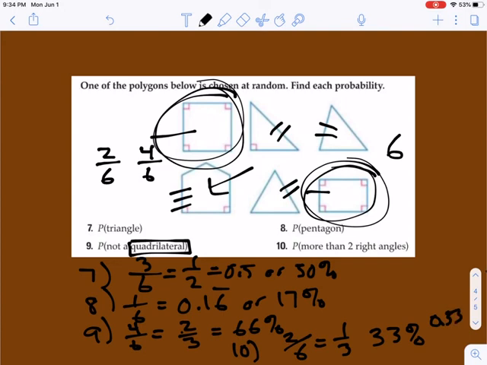All right, so I hope this is kind of making sense. It's not complicated, kind of common sense. The next video, we're going to talk about tree diagrams, so stick around.